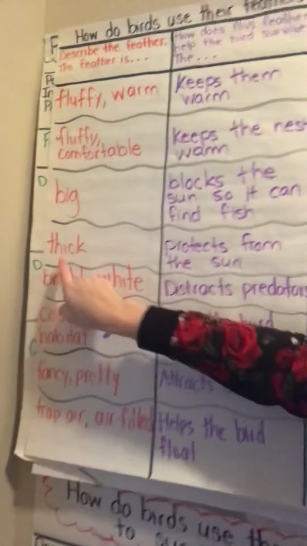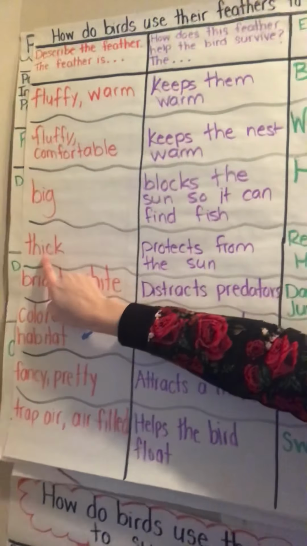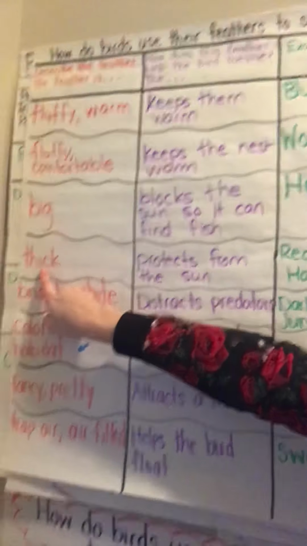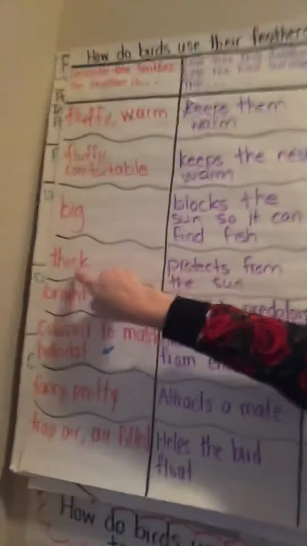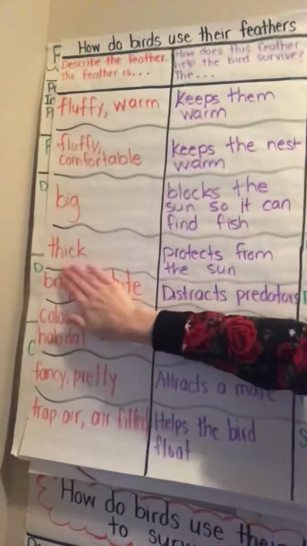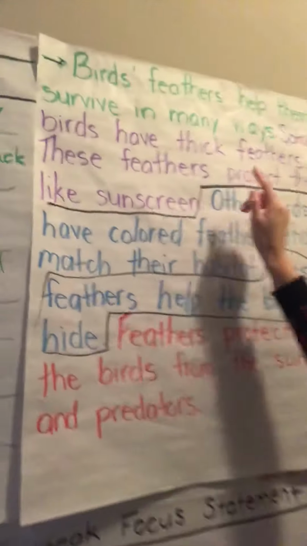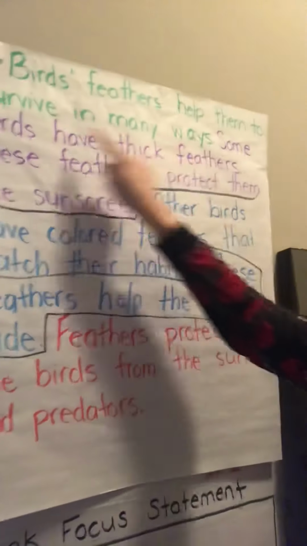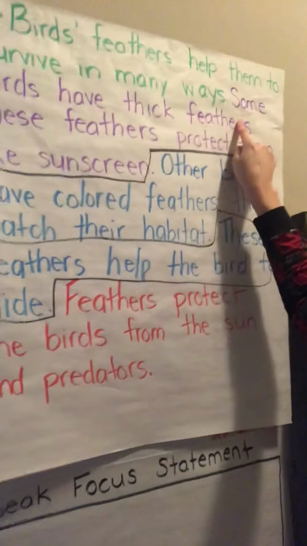So when we have the word thick, is that a sentence if I just say thick? No, so we have to make the word thick into a sentence. Thick is describing our feathers. So all we did was take the word thick and say some birds have thick feathers. So that's step one of our detail.